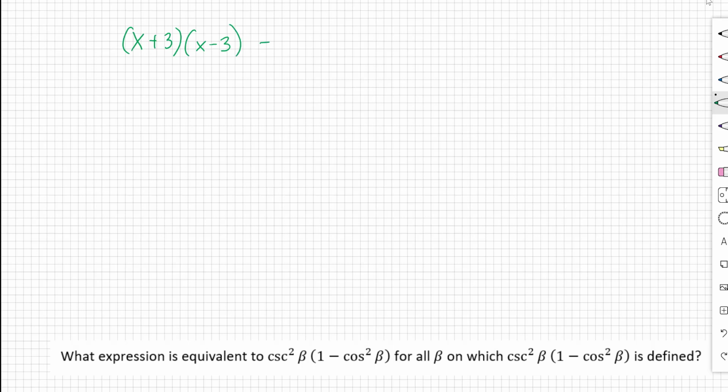And we know that when we multiply those, we oftentimes will call it FOIL, but we multiply the first terms, the outside terms, the inside terms, the last terms, and when we do that we end up with x squared minus 3x plus 3x minus 9. The middle two terms eliminate each other and we just end up with x squared minus 9.